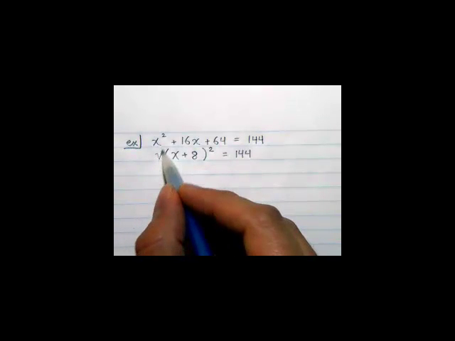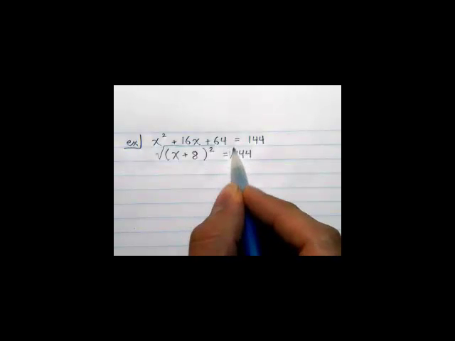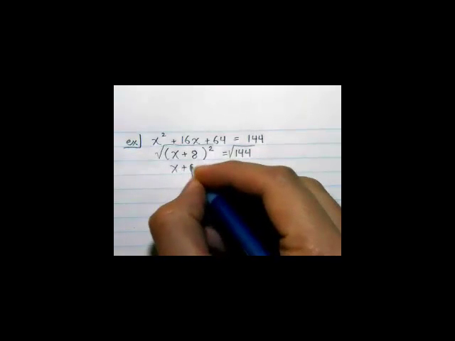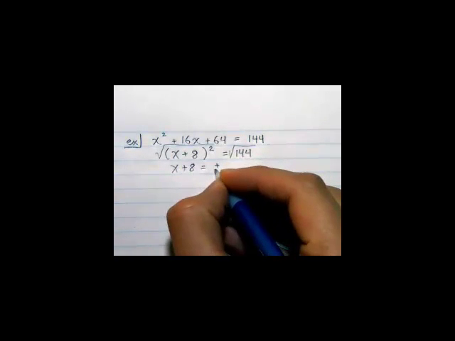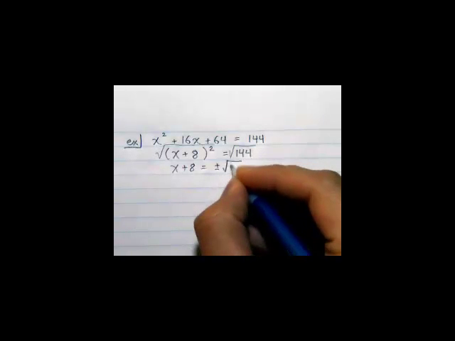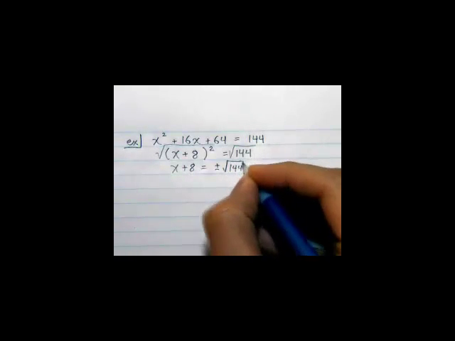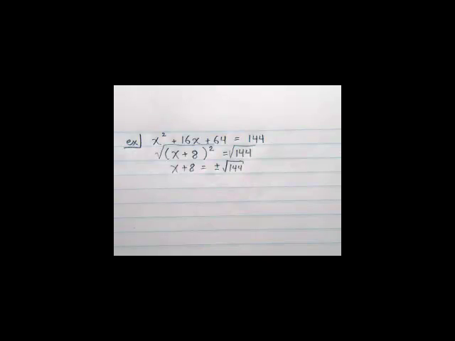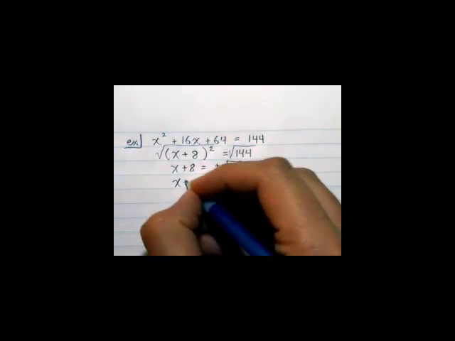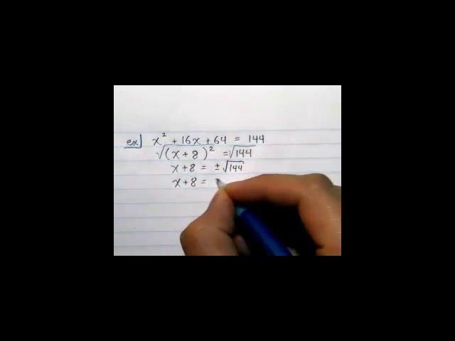Okay. And the other nice thing about this example is what's the square root of 144? 12. Okay. However, be careful though. It's x plus 8 equals plus or minus the square root of 144. So plus or minus 12, technically. x would equal plus or minus 4. Just hold on.